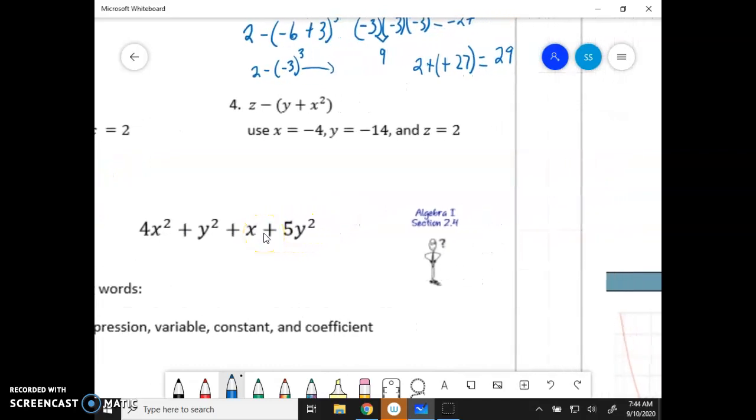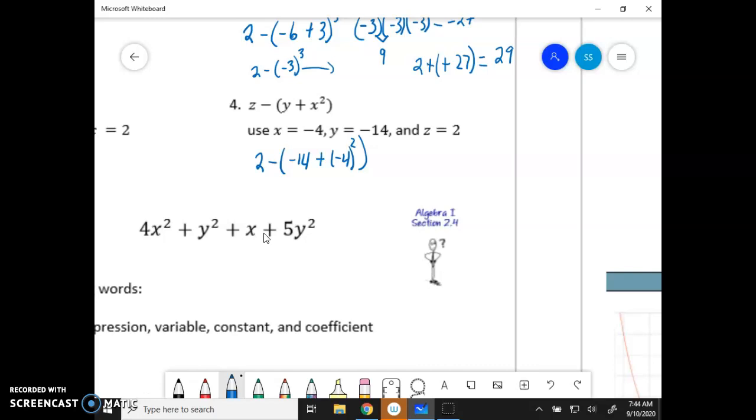We've got z minus, so z is 2 minus y, which is negative 14, plus x squared, and x is negative 4, squared, and then let's close that. All right, so the first thing I need to do is the grouping symbols. So we're in here, and then we kind of start over again. So is there more grouping symbols? Well, there is, but we don't need to do anything inside there, so we can move on.